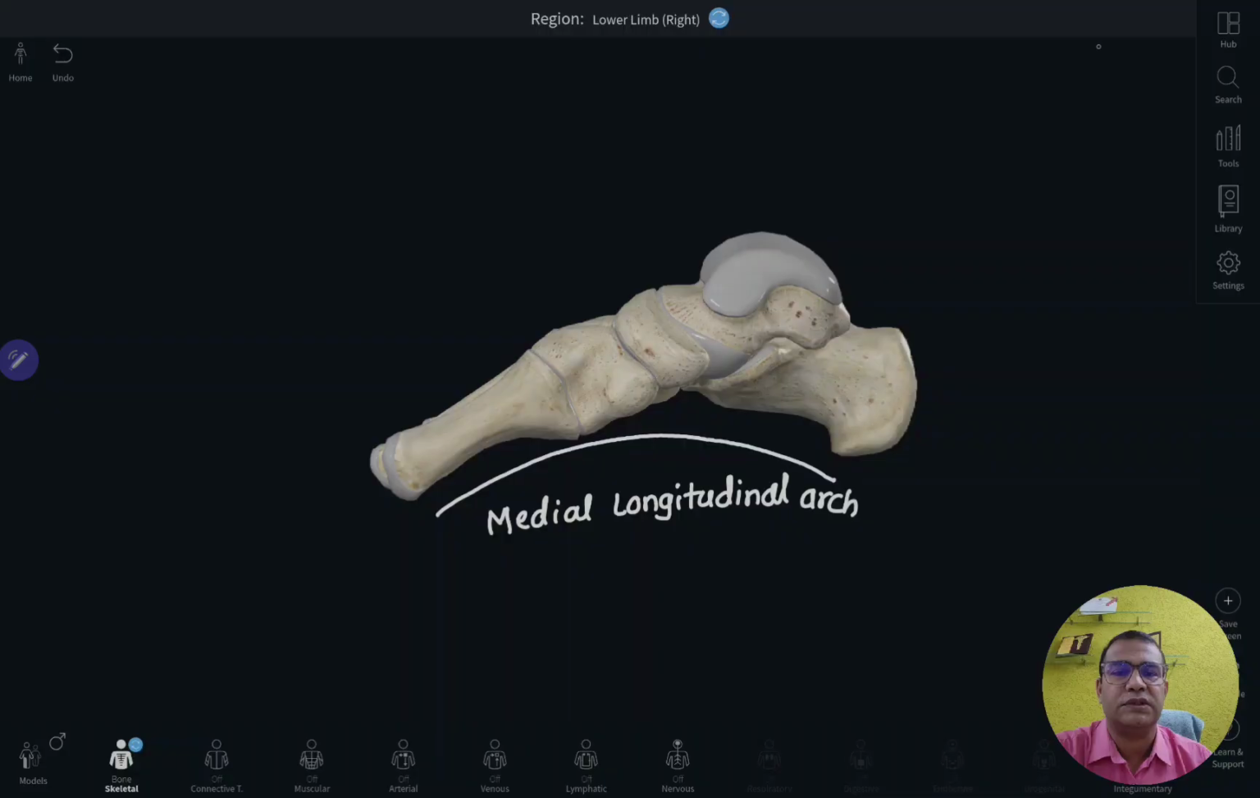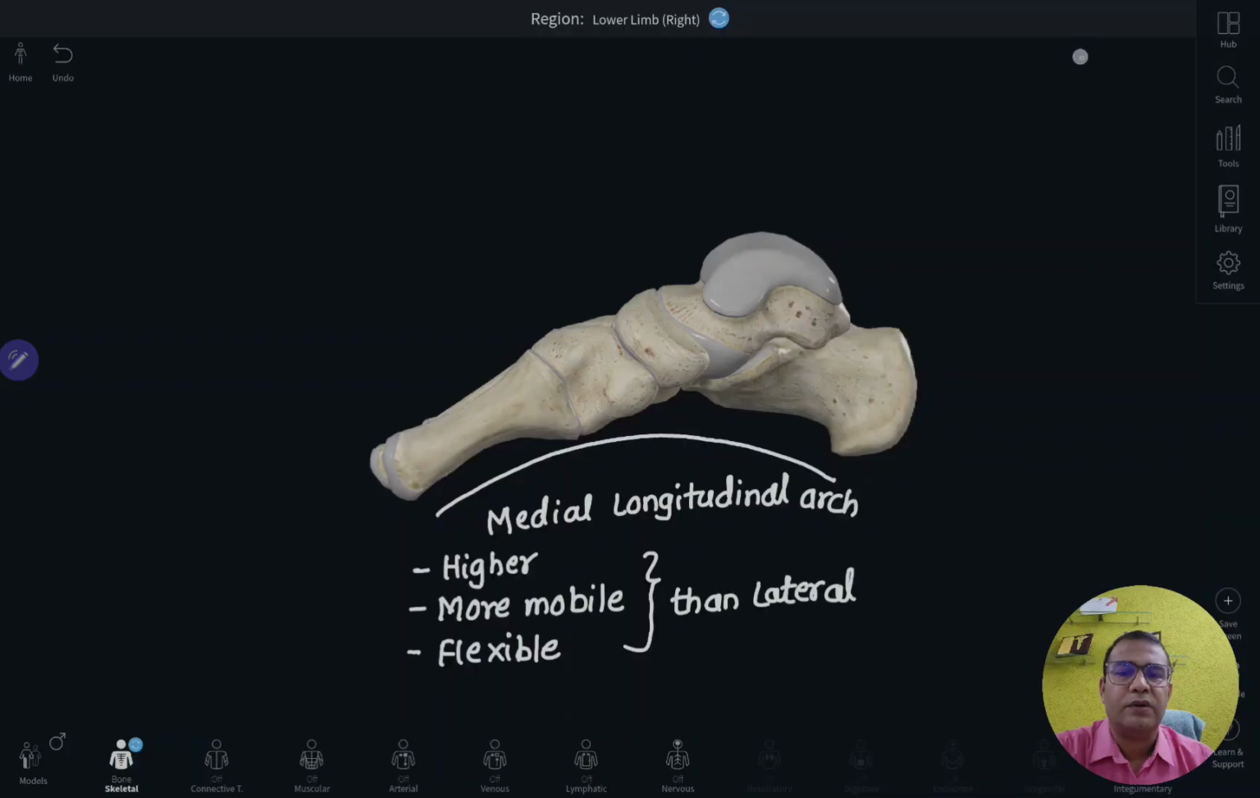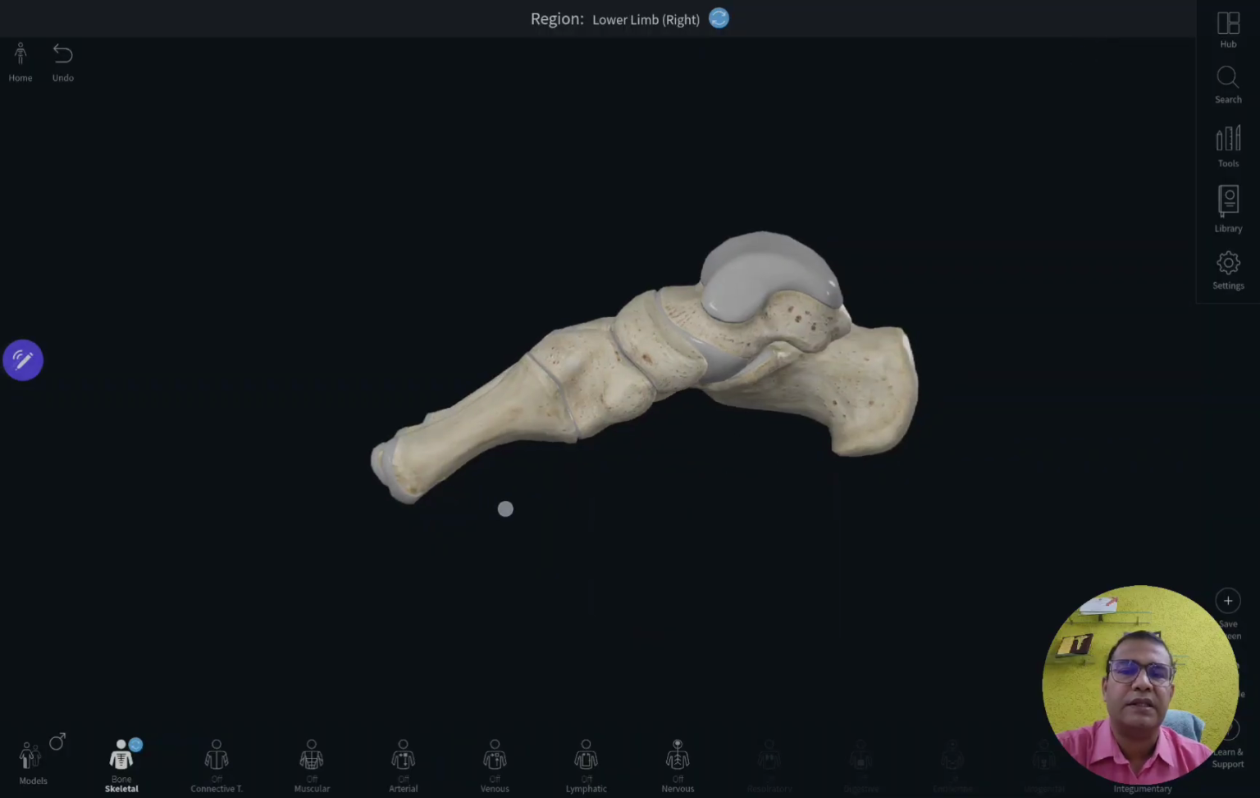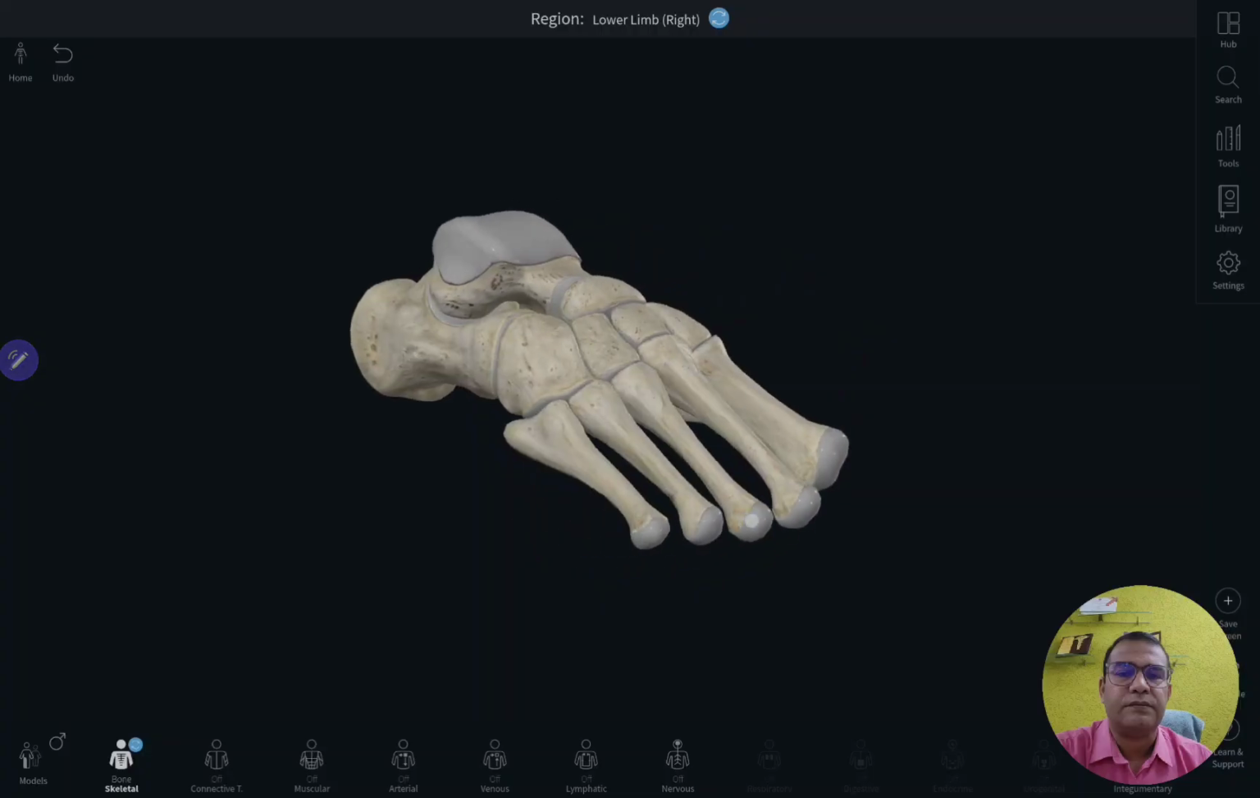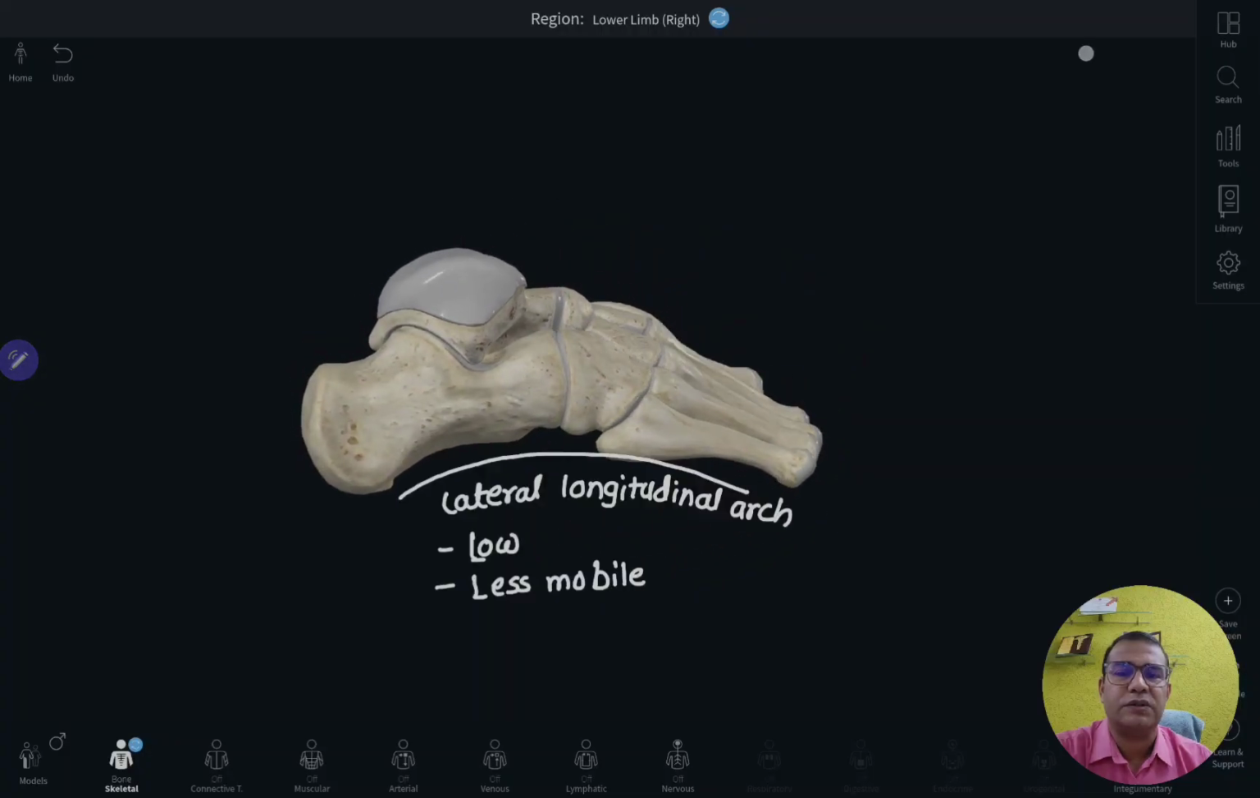We will see the constitution of medial longitudinal arch. Before going into the details, let us note that it is a high arch. Medial longitudinal arch is a high arch. It is more mobile and flexible than the lateral longitudinal arch. Now we are going to see the lateral longitudinal arch. So this is the lateral longitudinal arch, which is low and less mobile as compared to the medial longitudinal arch.